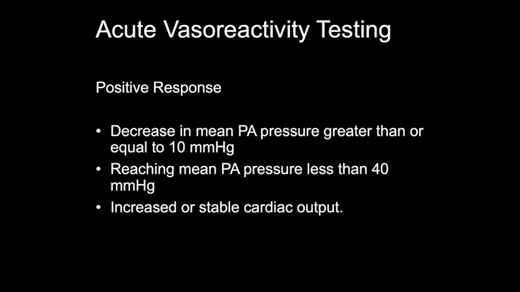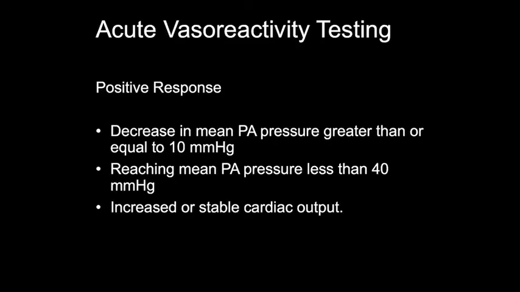Now let's talk about the vasoreactivity test. In this test, we actually use inhaled nitric oxide, adenosine, or prostacyclins, and this helps us to identify the patients likely to have a long-term response to the calcium channel blockers. This is performed mainly in patients with idiopathic pulmonary arterial hypertension, heritable pulmonary arterial hypertension, or toxin-induced pulmonary arterial hypertension. Now, what does a positive response mean? When we give these medications to the patient who already has a right heart cath, we look at the numbers again.